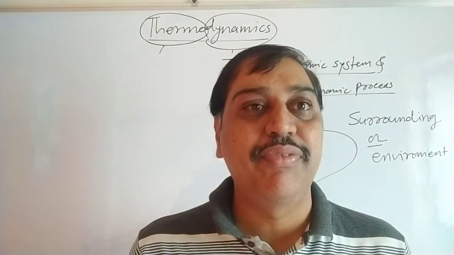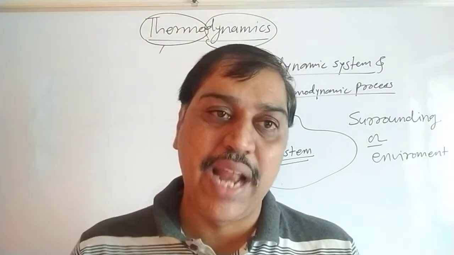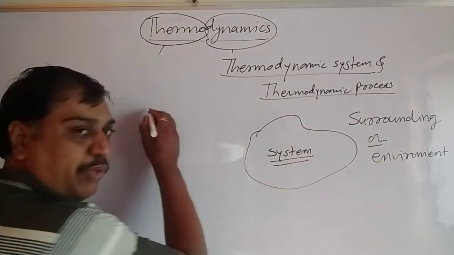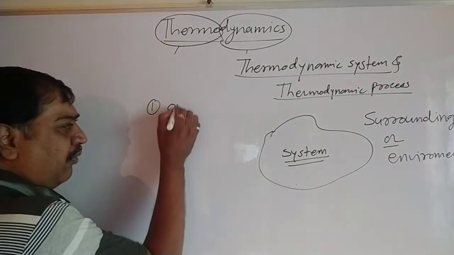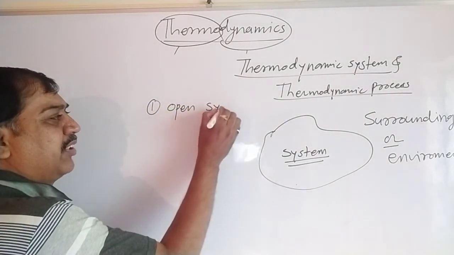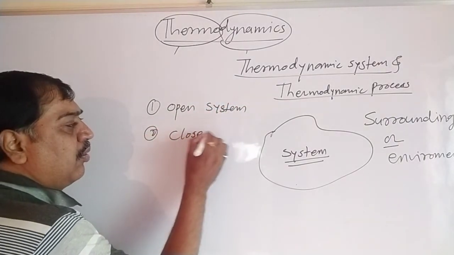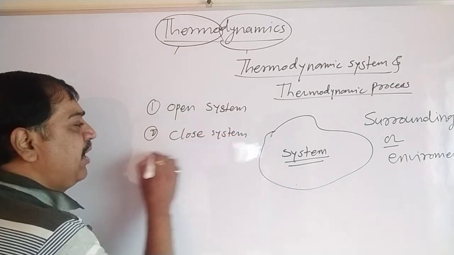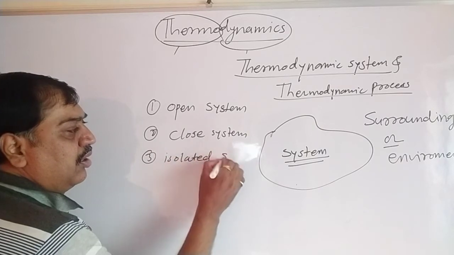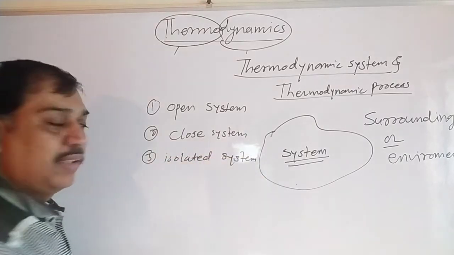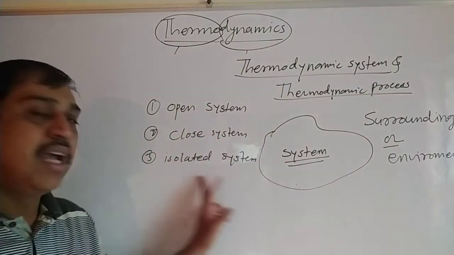A thermodynamic system can be classified on the basis of how heat gets transferred to the surrounding. There are three types of thermodynamic system mentioned here. The first type is the open system. The second one is the closed system, and the third one is the isolated system. So what exactly are these systems? There are three types of thermodynamic system: open system, closed system, or isolated system.